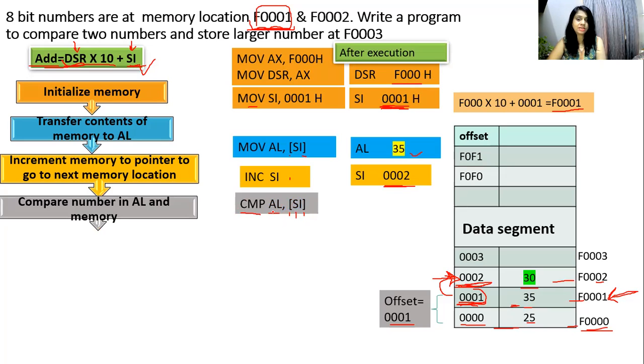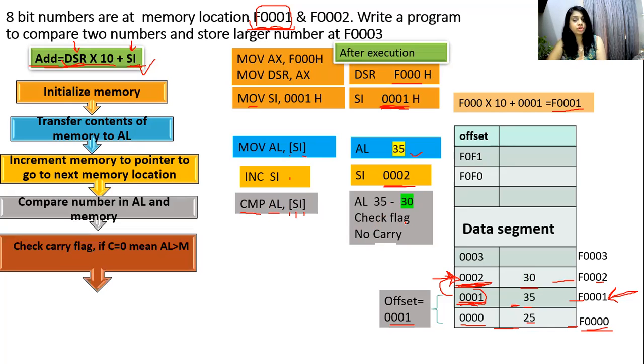So this instruction will compare the number in AL, that is 35, and the number at this particular offset, that is 30. The compare instruction subtracts the memory contents from AL, so it will do 35 minus 30. It will perform this subtraction, and after the subtraction it will change the flags. Here, since 35 is bigger than 30, carry will not generate, borrow will not generate, and the carry flag should remain 0. So after this instruction, we should check. What should we check?